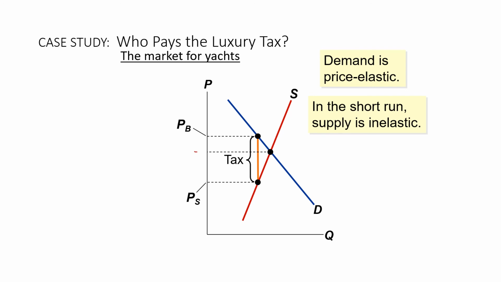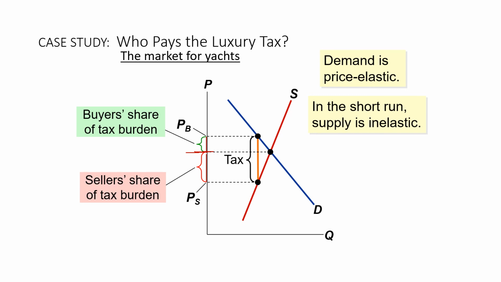Let me use the highlighter. This will be the equilibrium price, but when you impose a tax on these yachts, the price the buyers pay will rise slightly, as compared to the price the seller receives. So here is the buyer's share of the tax and here is the seller's share of the tax. The goal of the policy was to tax the buyers, but actually it is the sellers who are going to pay the tax. Therefore such policies must be devised carefully.